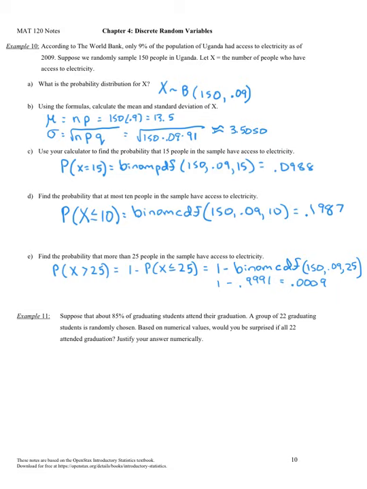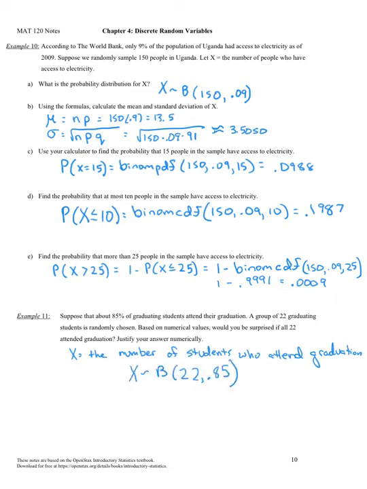And moving on to our last problem, example 11. Take a moment and read that. After you're done reading this, go ahead and see if you can set up and solve this problem on your own. So this is what we would let our random variable equal. Our binomial distribution would look like this, showing our n and our probability of success.